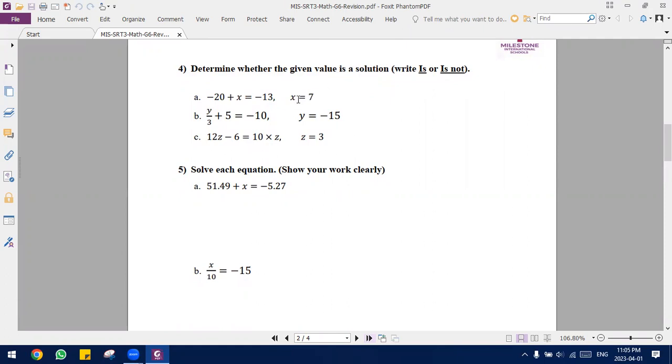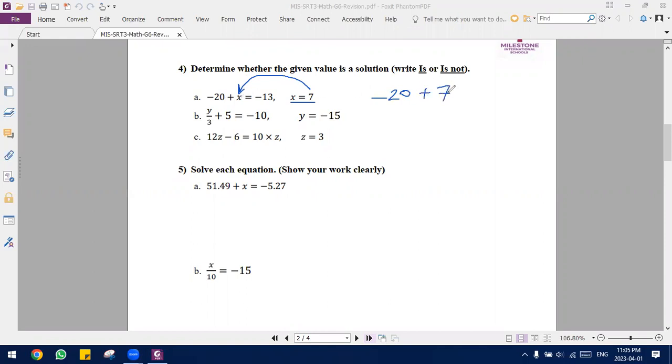Like this value might be not correct. So how do we check? Very easy. We have x equals 7. Take the value of x, substitute it in the equation. So how to show my work in the exam? I do minus 20, and then I substitute the value of x. Instead of x, I put plus 7.